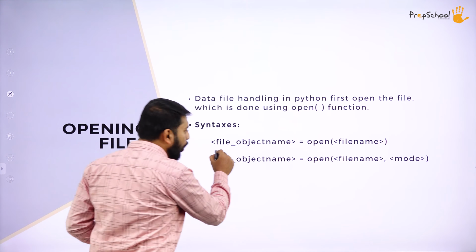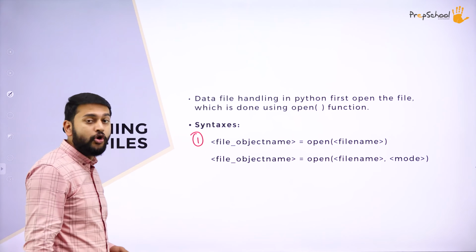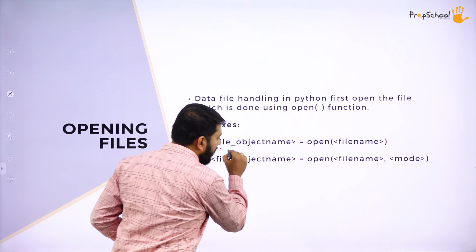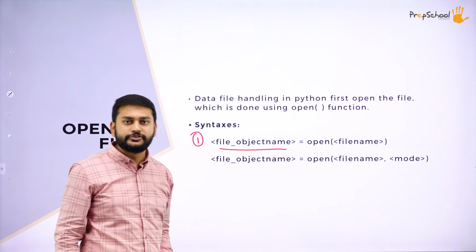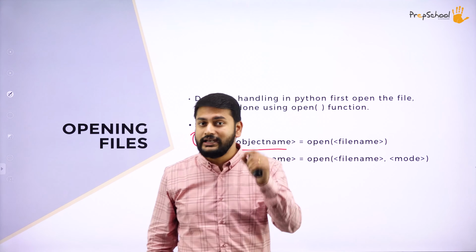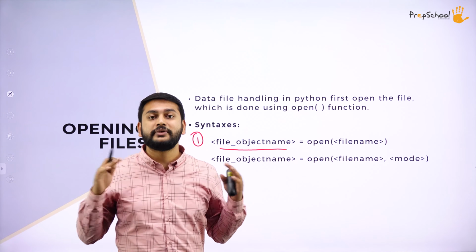To open the file, what is the first syntax? Please observe, this is the first syntax that I have. Here I have the file object name. This is what I will call a file object name. So what is this file object name? I will discuss that in detail. As of now, please understand, this is the reference for that particular file that I am creating.